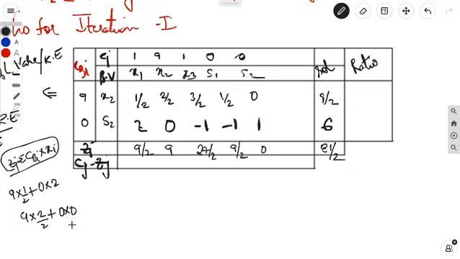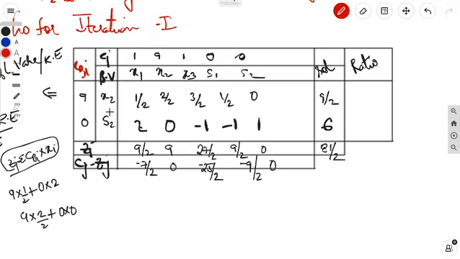Now let us find Cj minus Zj. Cj is how much? 1. 1 minus 9 by 2, what is the value? Minus 7 by 2. 9 minus 9 is 0. 1 minus 27 by 2 is minus 25 by 2. 0 minus 9 by 2 is minus 9 by 2. 0 minus 0 is 0.